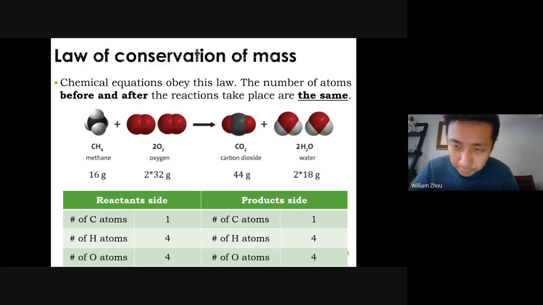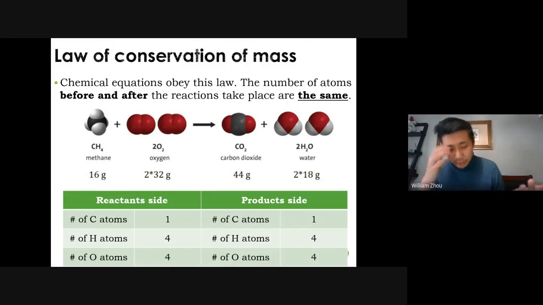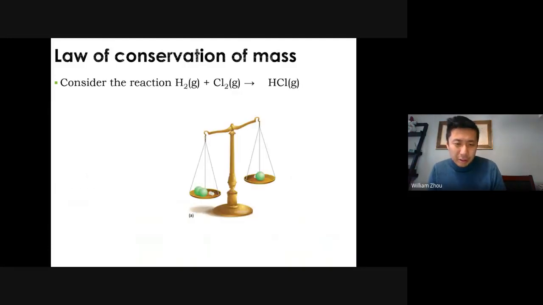Here's another example. You're burning natural gas, methane. Methane is CH4. Let's say that you use 16 grams of methane. You burn it with 2 times 32 grams, so 64 grams of oxygen. What do you get? Well, that burns into carbon dioxide and water. You would get 44 grams of carbon dioxide and 36 grams of water. The numbers should add up to the same numbers before and after the reaction.